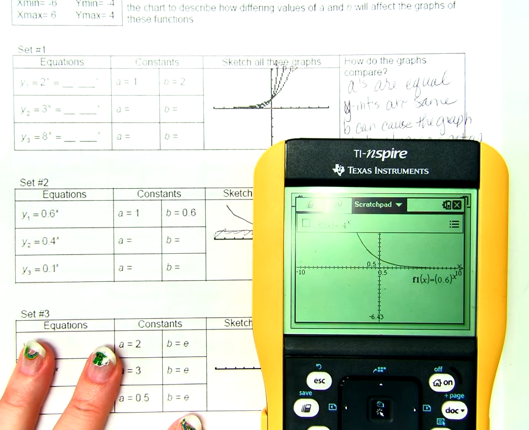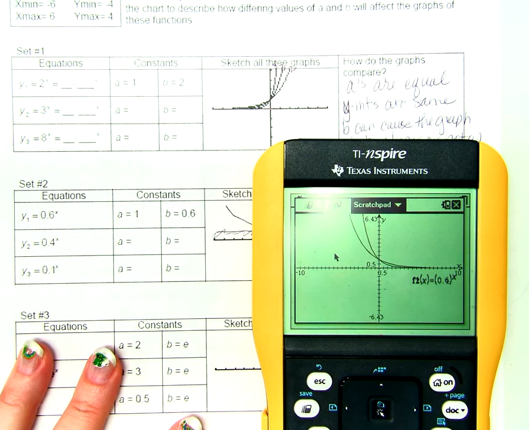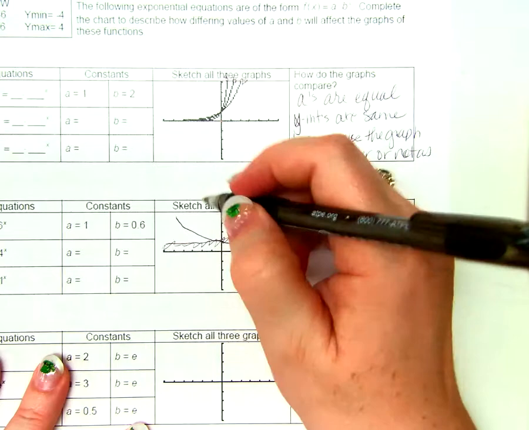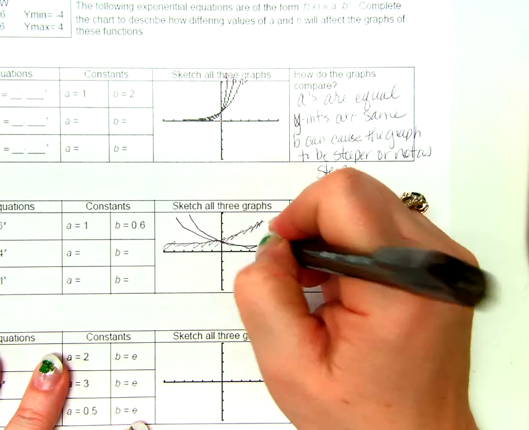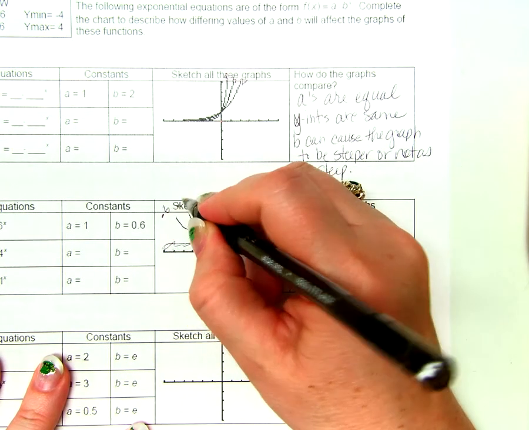You ready to watch when I hit enter? So what's 0.1 going to do? Here we go. I'm going to hit enter. Watch. Okay. So there was the first one. Here's the second one. And there's the third one, right? This is 0.6. This one's 0.4. And this is 0.1.